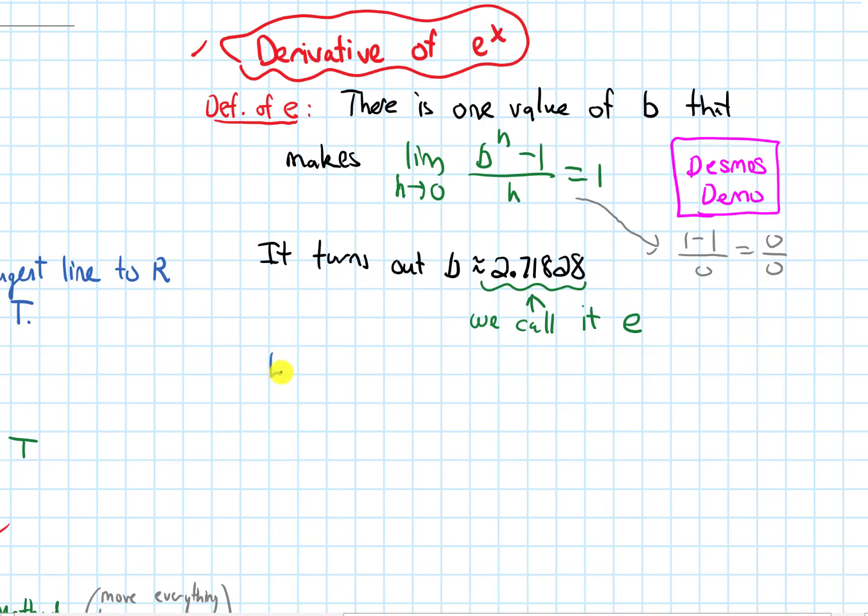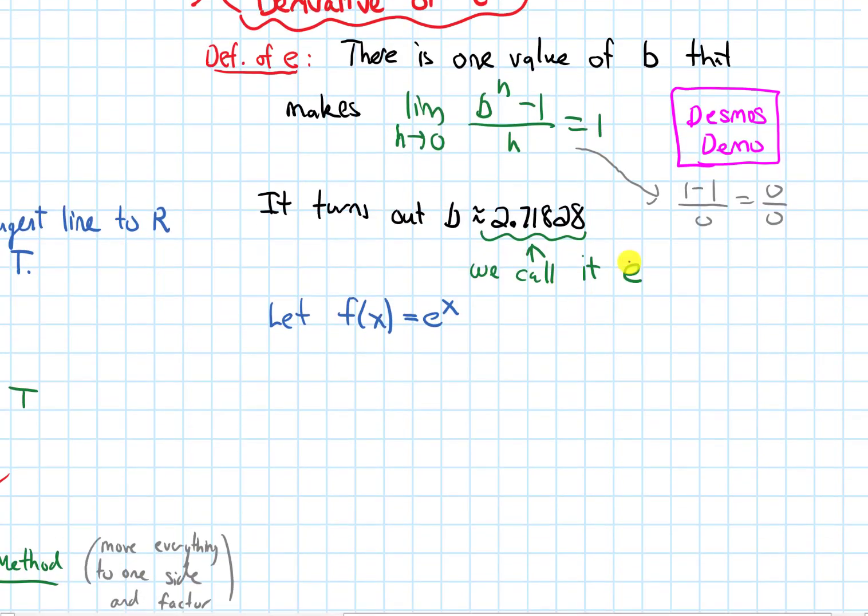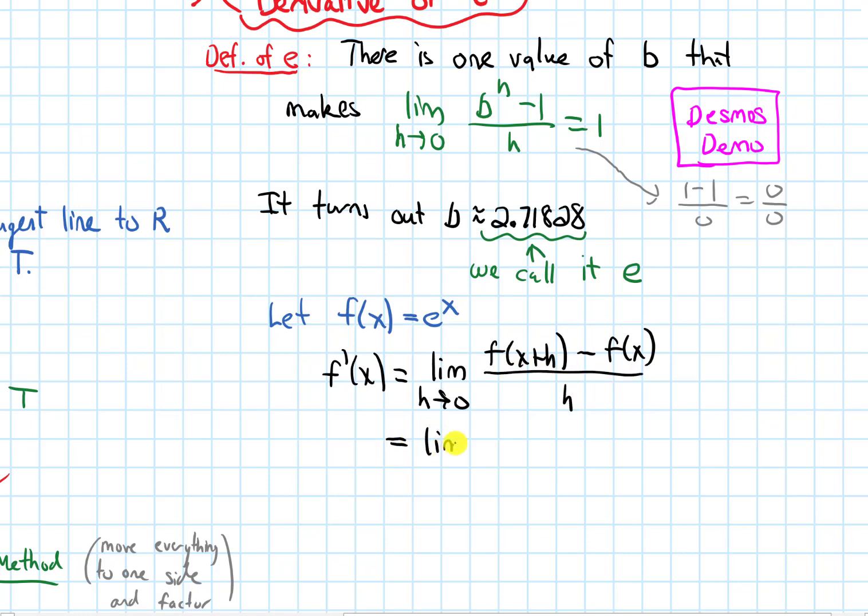So let's let f of x be equal to e to the x. Okay, there's something about e that's also special in terms of derivatives, and we'll see what that is after we do this derivative. So f prime of x is going to be equal to the limit as h approaches 0 of, using the limit definition of the derivative, f of x plus h minus f of x, all over h. And now let's plug in. If I plug in x plus h into the e to the x, we get e to the x plus h. F of x is just e to the x, and then I have this over h.